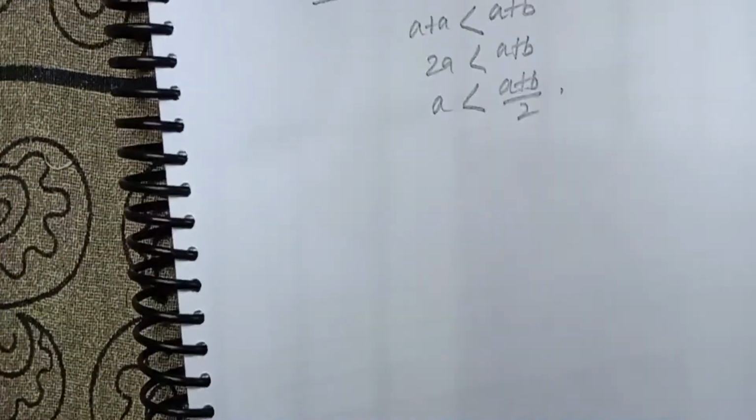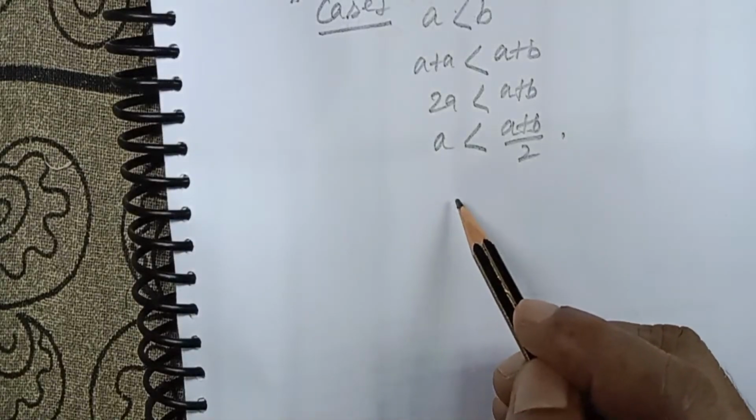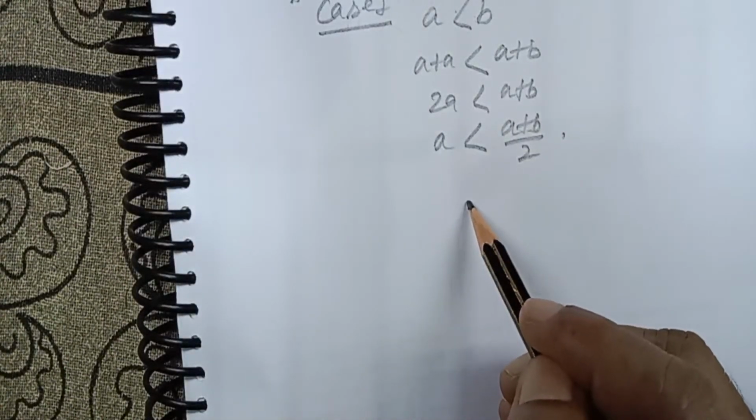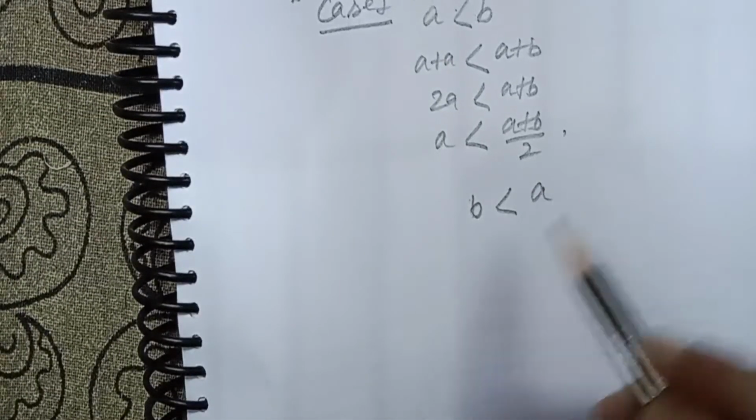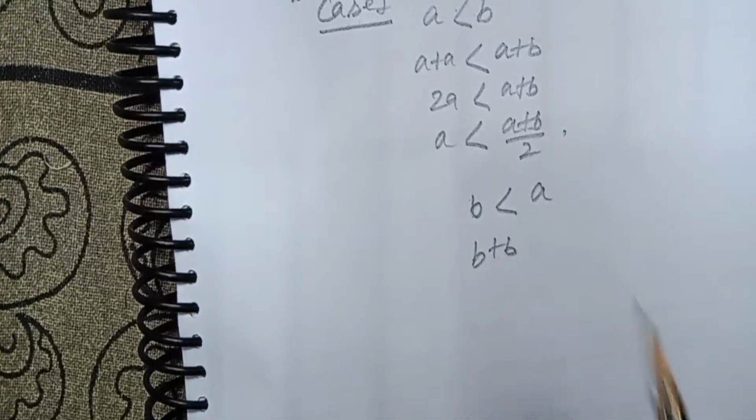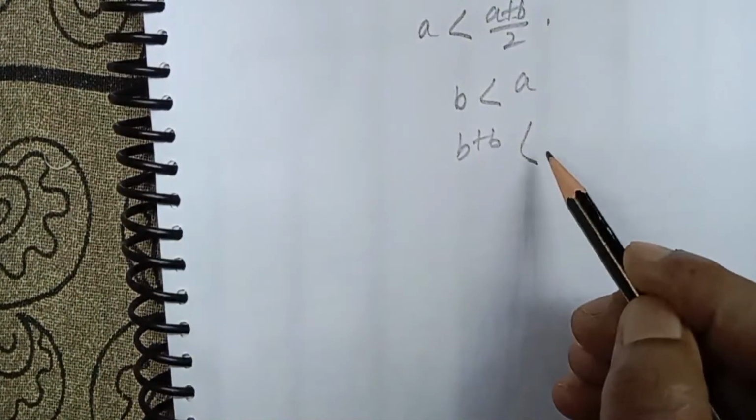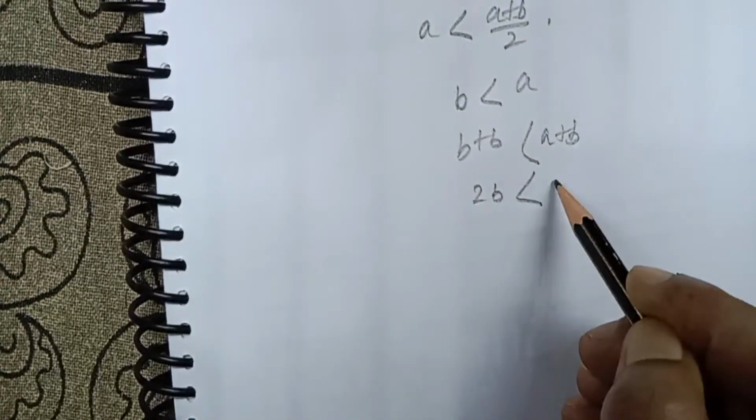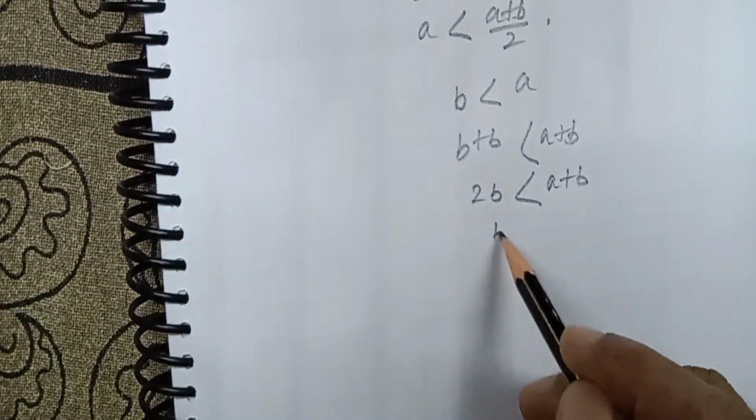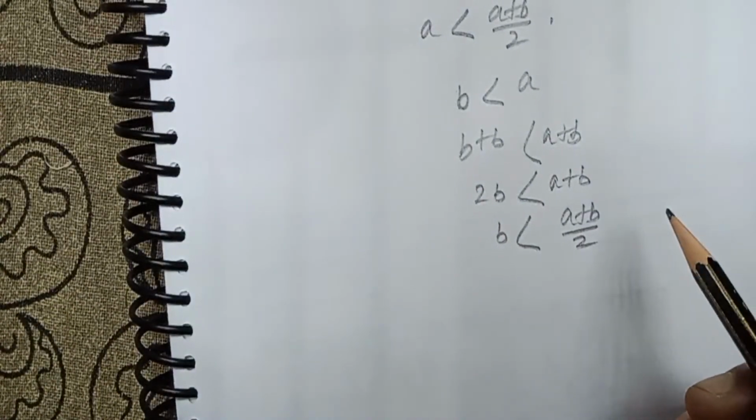Second, you can prove this also. If b is lesser than a, then b plus b is lesser than a plus b, so 2b is lesser than a plus b, so b is lesser than a plus b by 2.